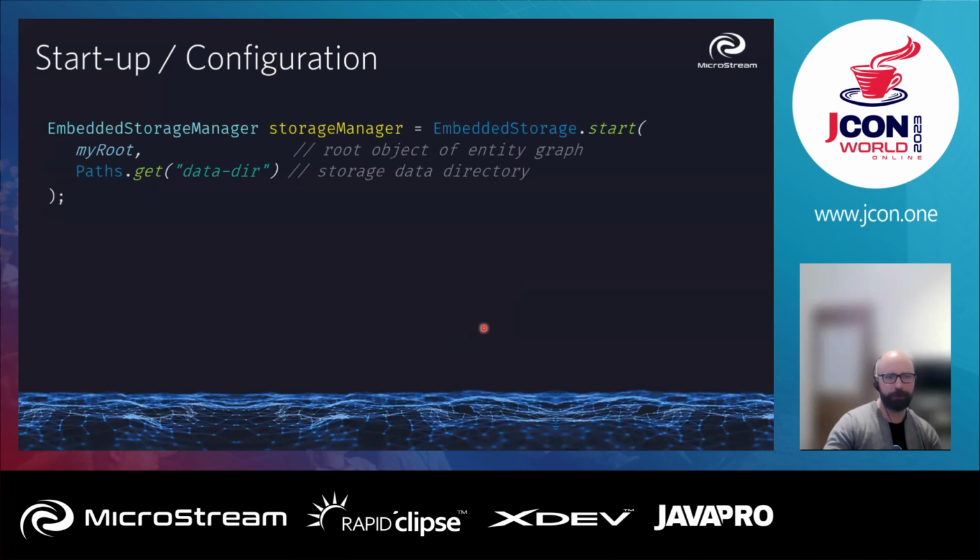So a bit more configuration. Of course, you want to specify where your data should be stored, in that case on a local storage, just with Java NIO and the path API. You can specify a data directory, or you can use different file system adaptations as well, like S3 in the cloud, or different file storages, and the root object.